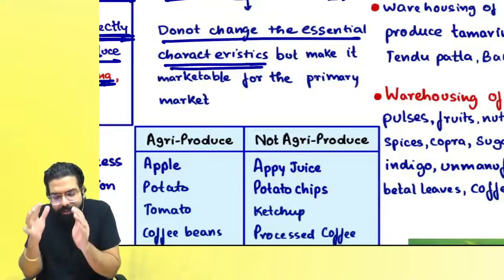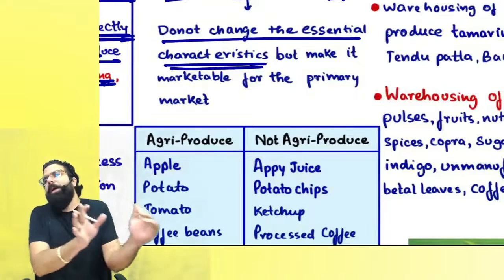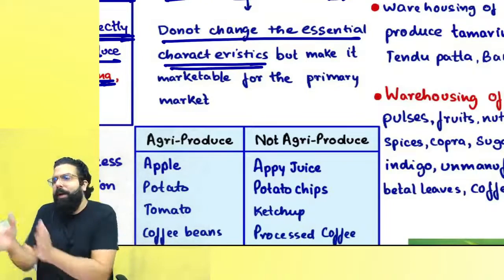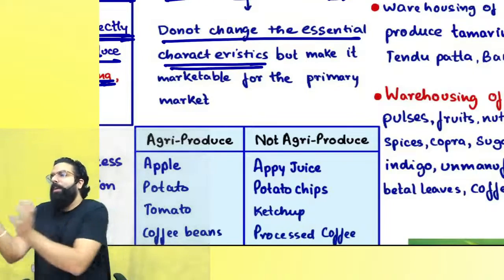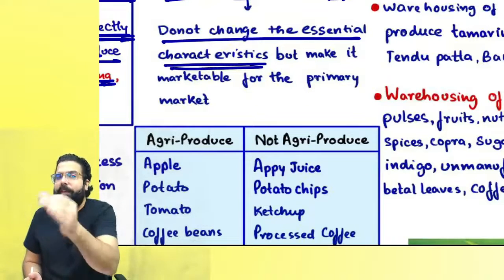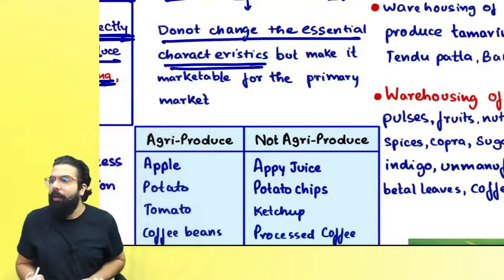All these services which you take are such that the essential characteristic of the agricultural produce doesn't change, but it is just to make it marketable in the primary market, so that an agriculturist can take it to the primary market. He is getting sorting and grading done so that he can take it to the primary market. Those services, if provided by someone, will attract no GST.